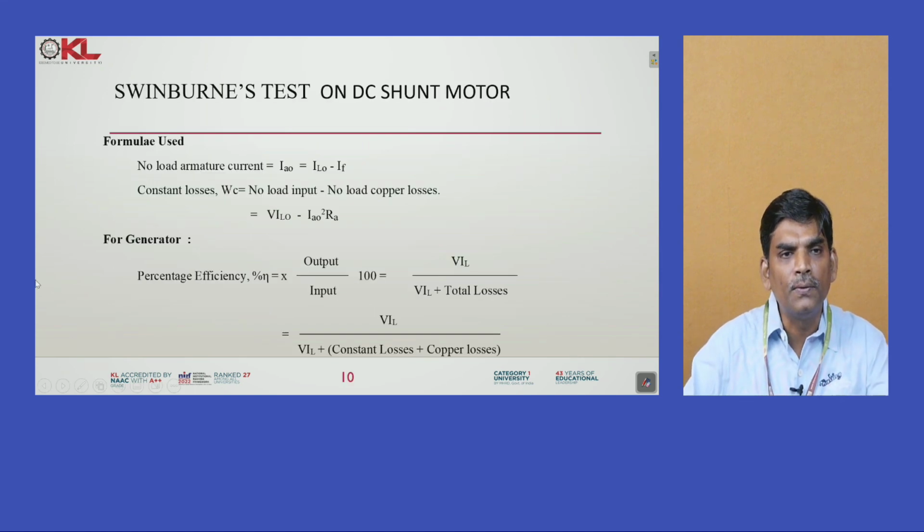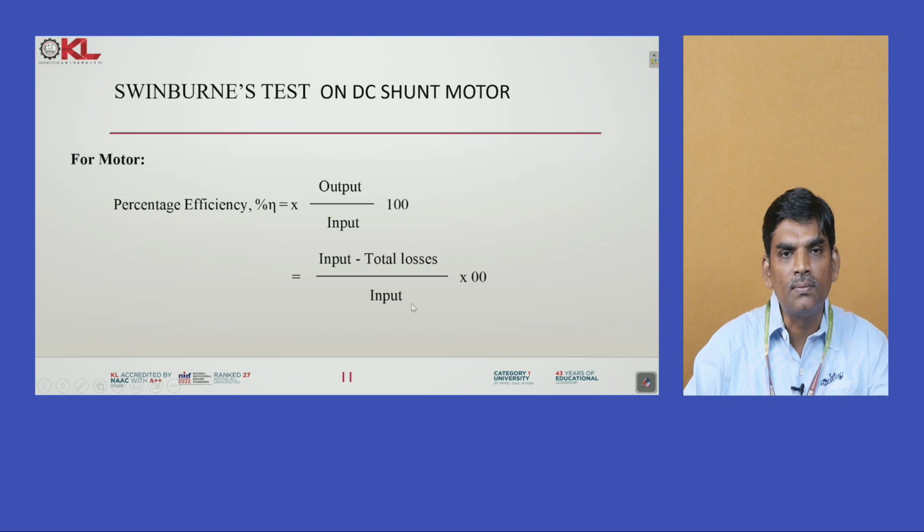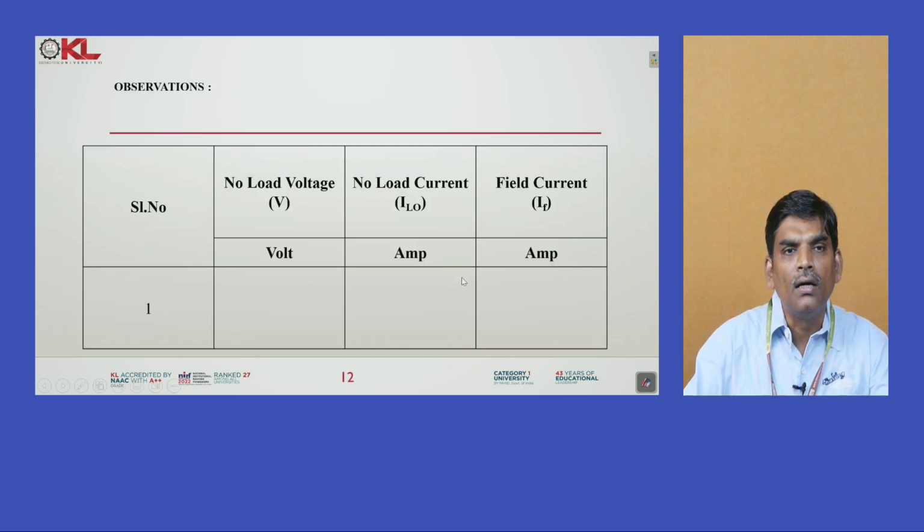Now, to conclude, how to calculate the efficiency for a generator. This is the formula: output power by output power plus constant loss plus copper losses. This is the generator formula. Like the motor, input minus total losses by input into 100. So we are multiplying by 100.